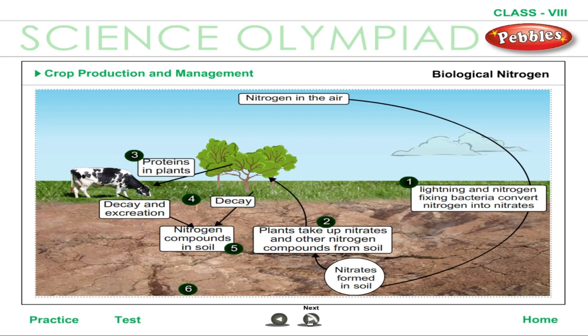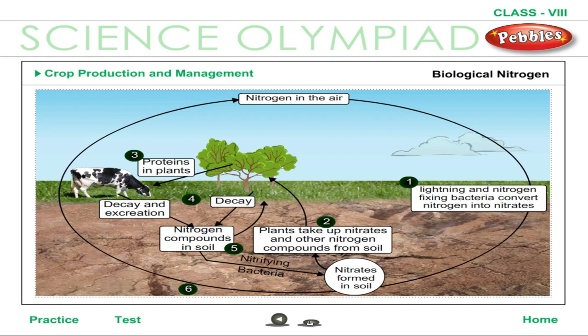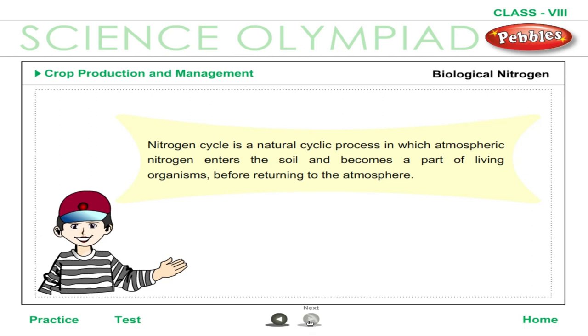This is accomplished through the nitrogen cycle in which gaseous nitrogen is converted to ammonia and subsequently into other biological compounds. The nitrogen cycle is a natural cyclic process in which atmospheric nitrogen enters the soil and becomes a part of living organisms before returning to the atmosphere.